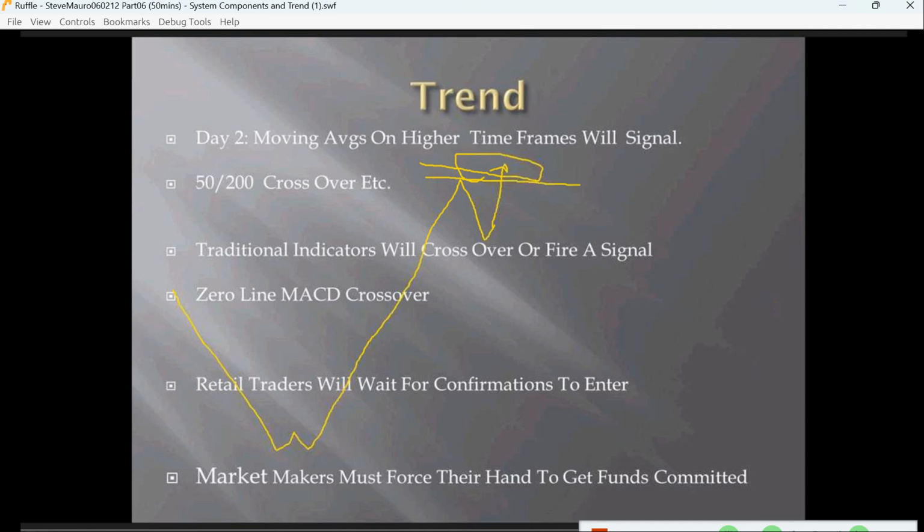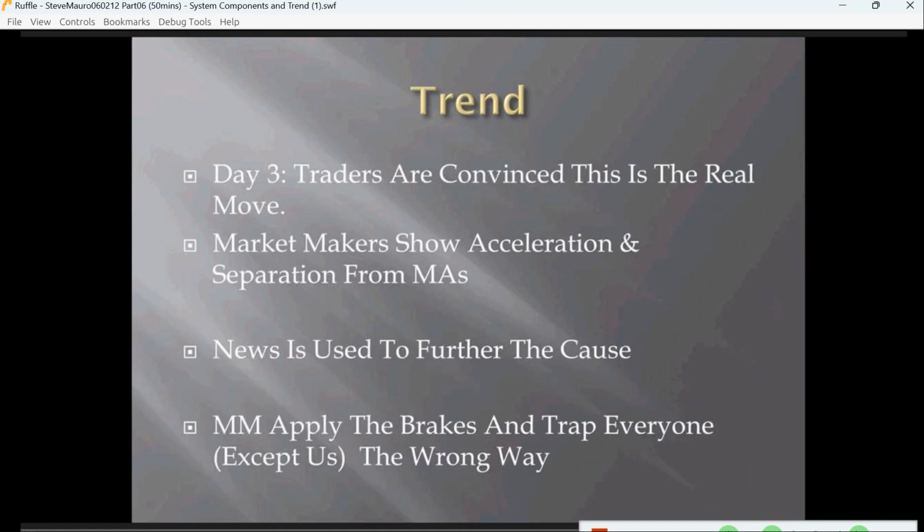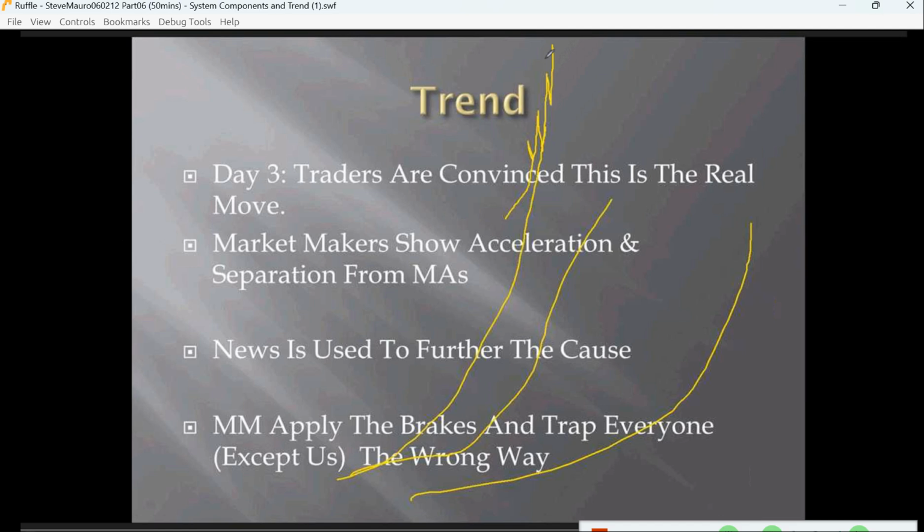Day 3. Traders are convinced that this is the real move now. Market makers show trend acceleration. How do they do that? By separating the moving averages. The averages are fanned out, prices dancing on the top side of the averages. It looks like it's going straight to the moon. This is called trend acceleration.